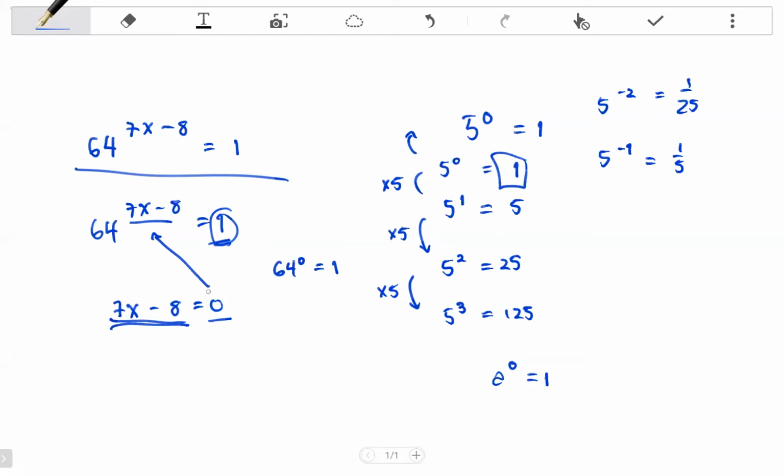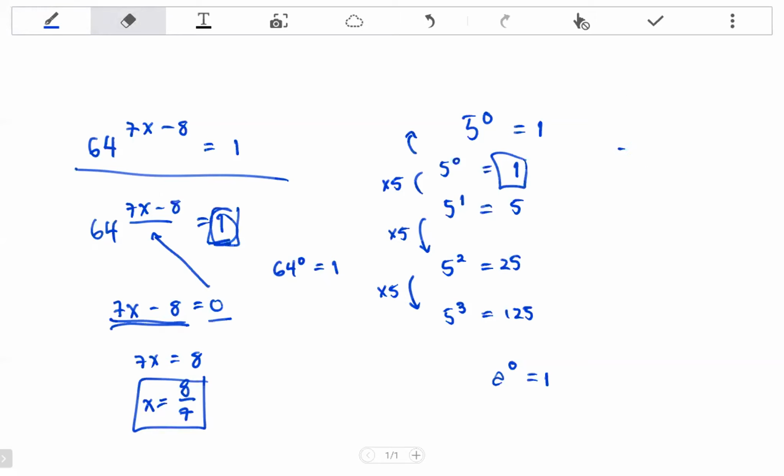We move 8 to the other side, and we just divide by 7. 8 over 7. So we solved for x. When x equals 8 over 7, this whole equation equals 1. Make sense? Or still lost? Are you guys lost? Makes sense. Okay.